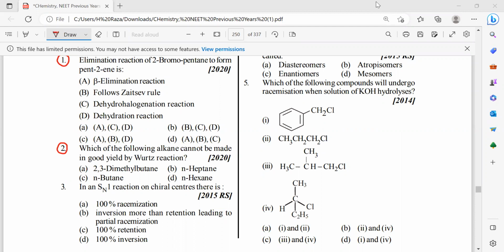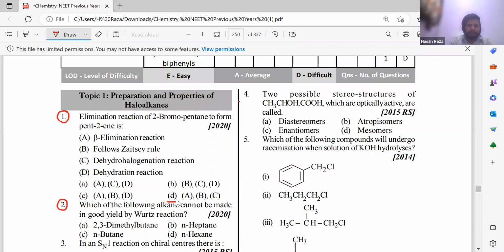Any answer? Okay, for the first one, is it A? No, B. D, sorry. D or A or B?